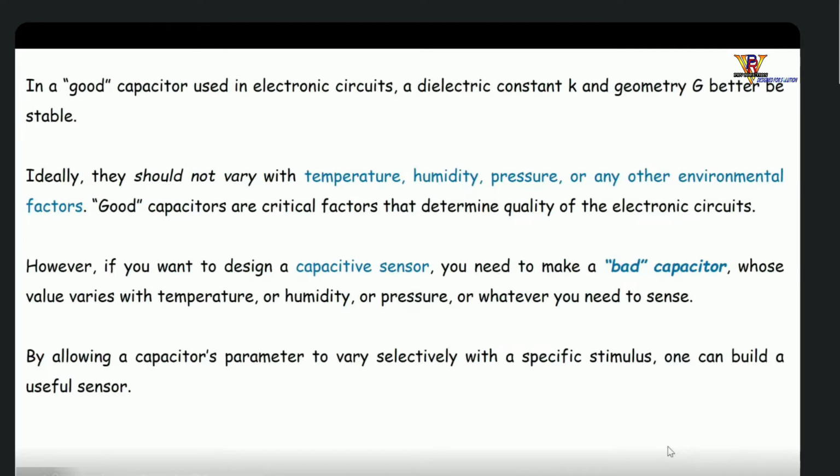So if capacitors are used in these cells, their capacity depends on temperature and other things, so this will vary. So capacitance will change, and you will not get an accurate reading. That's why in electronic circuits we need a good quality capacitor. But when a capacitor is used as a sensing element, this capacitor must be a bad capacitor. So by allowing a capacitor's parameter to vary selectively with a specific stimulus, one can build a useful sensor.